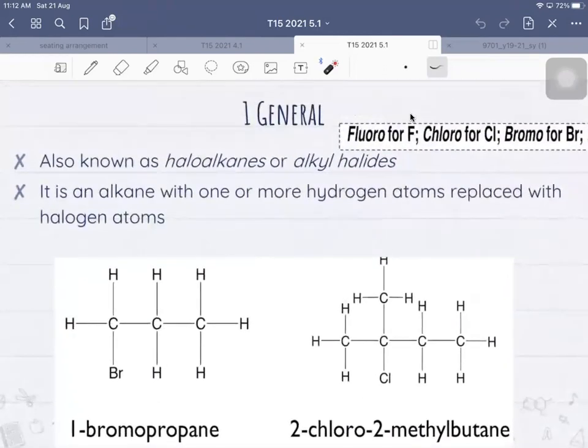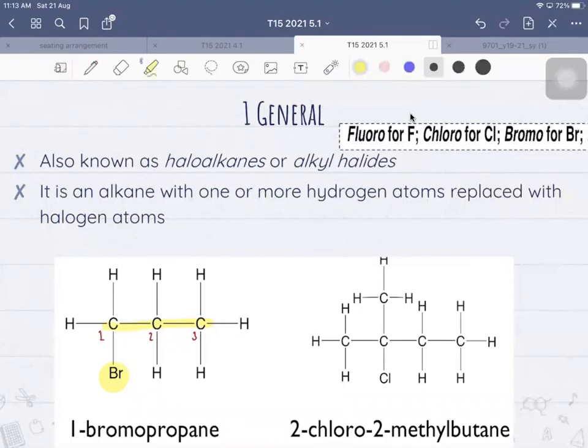Okay, if we just recall how to name them, your principal chain will be the longest continuous carbon atoms. So in this case, we have 3 carbon atoms, so it's called propane, and your halogen is on the side chain, bromo, and you need to number your carbon atoms and take the smallest number. So counting your carbon atoms can start from the left or from the right. It all depends on which one will give you the smaller number for the side chains. Next one.